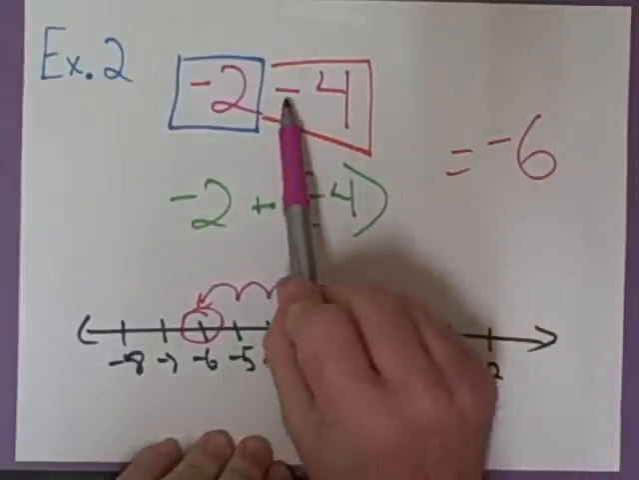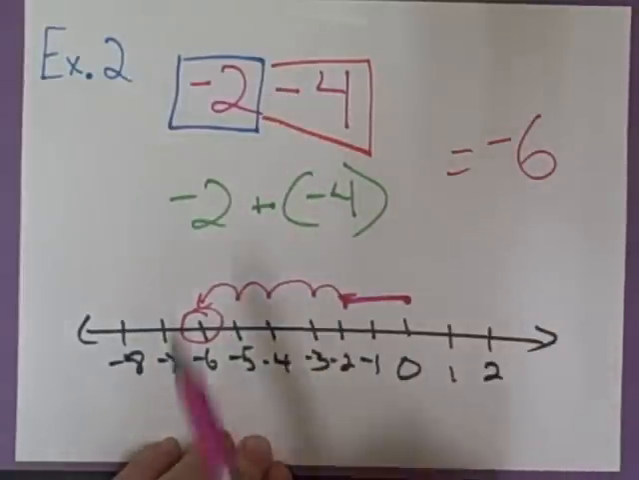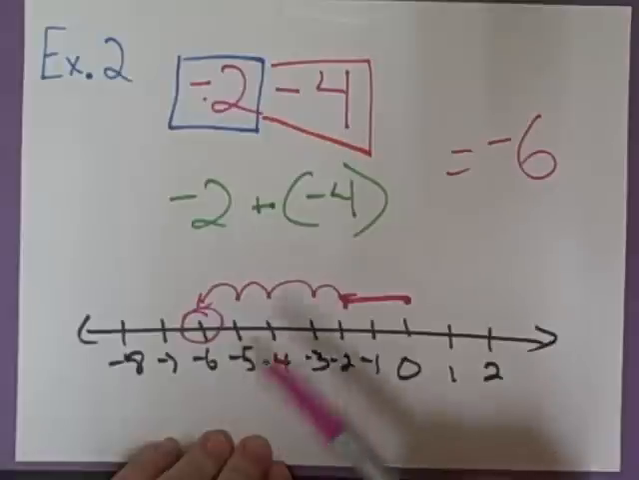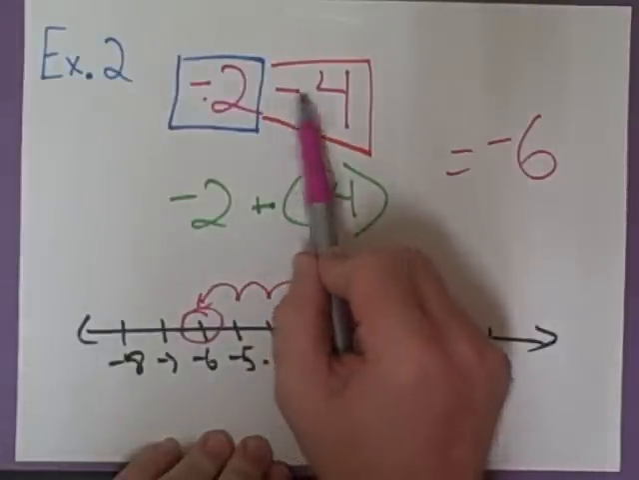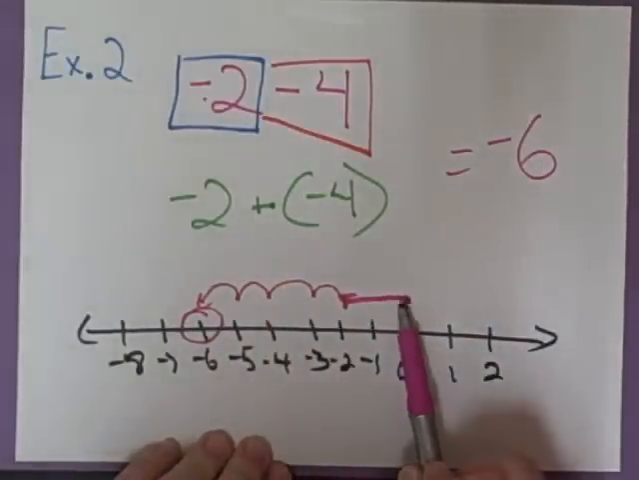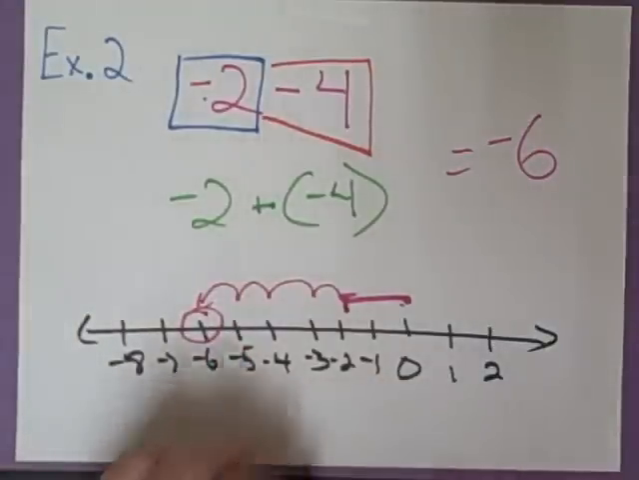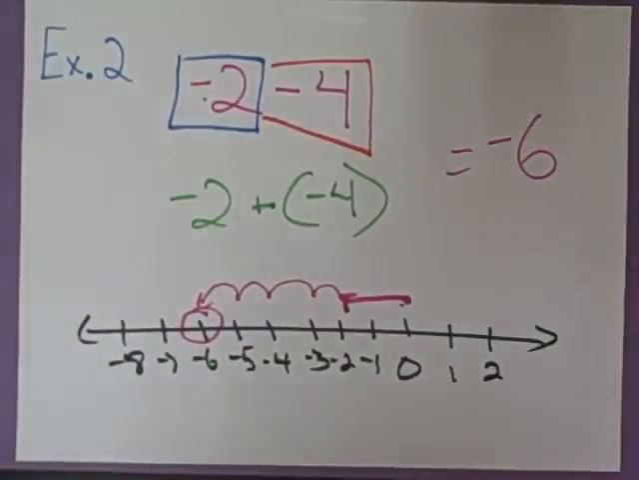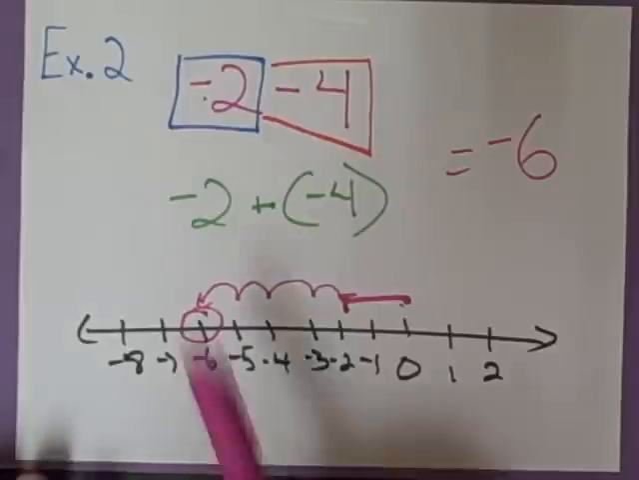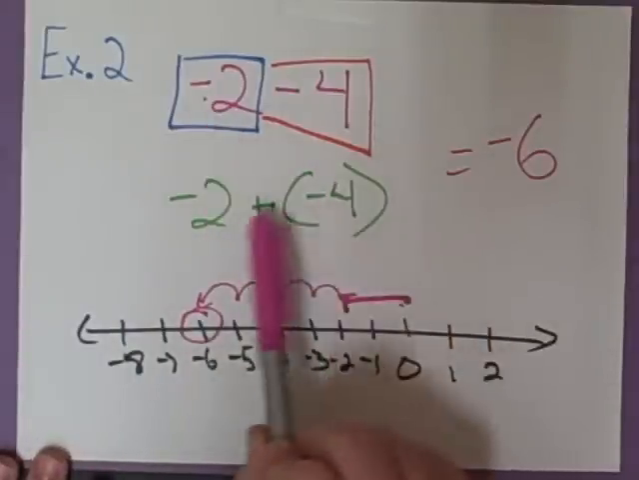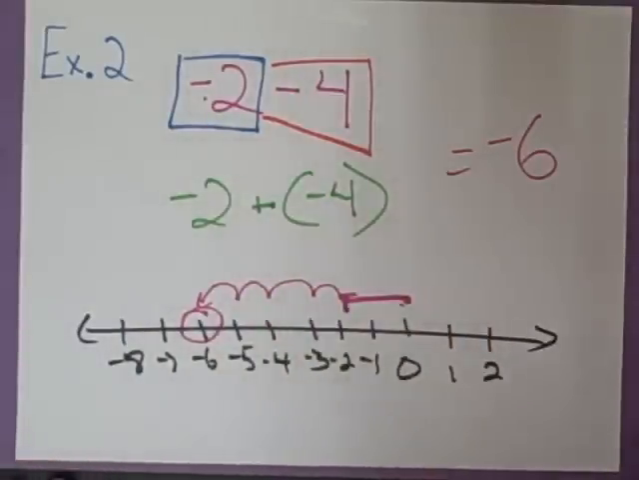It looks like a subtraction problem, and it is a subtraction problem, but negatives always go to the left. Or if you're subtracting, you go to the left. So minus 2 minus 4 puts you at negative 6. That's what it looks like to identify them as separate integers, the minus 2 and the minus 4, and then combine them. Now let's look at another method.